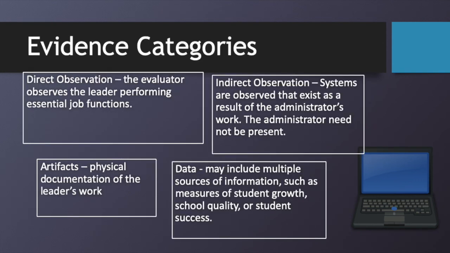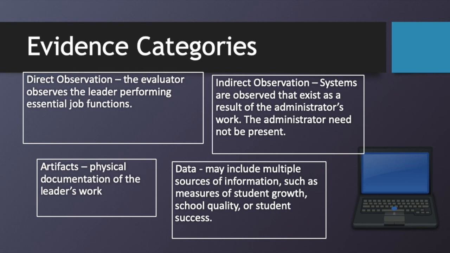There are 4 categories of evidence that you can use. We've got your direct observation, and that is where the evaluator actually is observing you as the assistant principal performing your job. You have your indirect observation. These are systems that are observed that are a result of your work as the assistant principal. And the best part about indirect observation is you actually don't have to be there in order to get credit for it. It could be something that you spearheaded, that you trained on, and now the principal is seeing it in action.